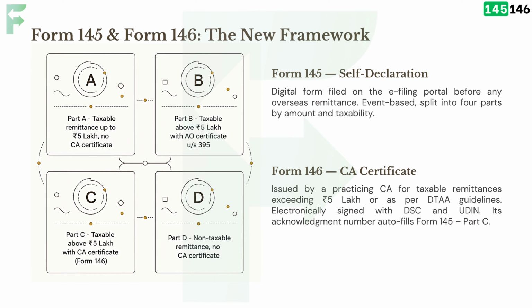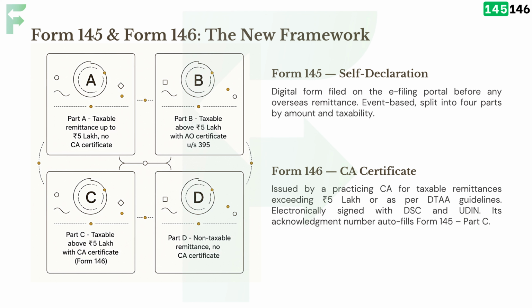Part A applies when the remittance is taxable up to 5 lakh rupees and a chartered accountant certificate is not required. Part B applies when the remittance exceeds 5 lakh rupees, but an assessing officer certificate under Section 395 is available. Part C applies when the remittance exceeds 5 lakh rupees and a chartered accountant certificate is required.